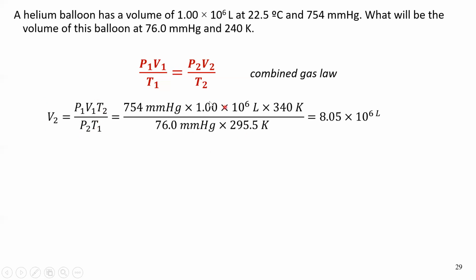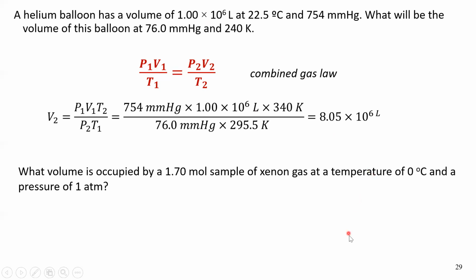So we plug in our values here. Now, if we look at the units, we've got millimeters of mercury in the numerator and millimeters of mercury in the denominator for our pressure. So millimeters of mercury cancels out. We've got Kelvin in our numerator and we've got Kelvin in our denominator. So that cancels out. We're going to be left with liters at the end. So if we change the temperature and the pressure of that 1.00 times 10 to the 6th liter sample of helium, the volume is going to go to 8.05 times 10 to the 6th liters.